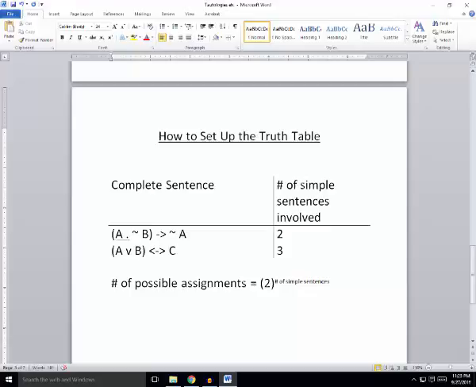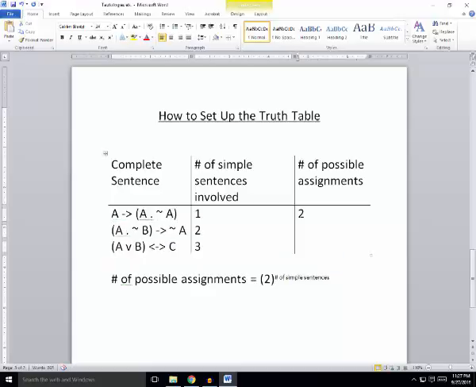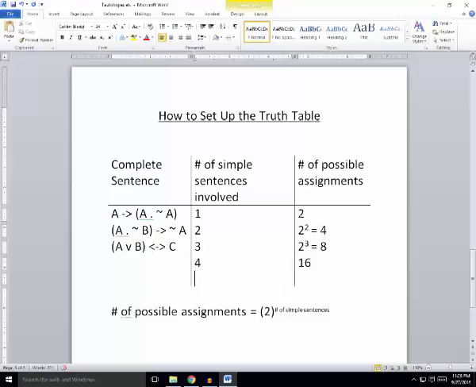But I don't want to get on too much of a tangent, so let's just say that this is the formula. The number of possible assignments that you need to deal with is 2 to the power of the number of simple sentences involved. So if we have a statement with only one simple sentence involved, then the number of possible assignments is 2 to the first power, which is 2. And if we have a sentence with 2 simple sentences involved, then the number of possible assignments is 2 to the second power, which is, that's right, 4. If you have a sentence involving 3 simple sentences, then the number of possible assignments is 2 to the third power, which is 8. If there are 4 simple sentences, then you have 16 possible assignments. 5, you have 32, and 6, you have 64, and so on and so forth.